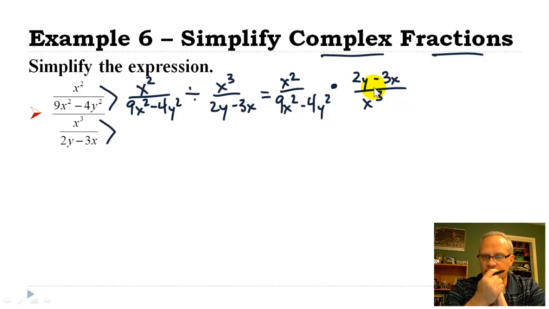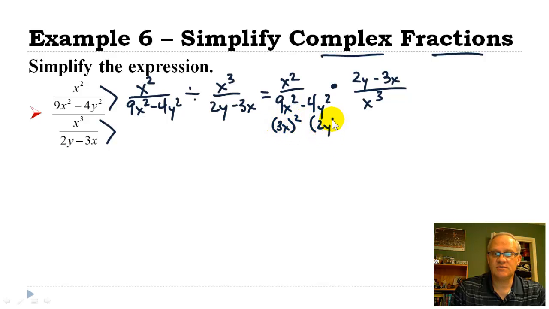Now you go, well, I could start canceling a few things there. But maybe there's something more I could factor. I can't do anything with x squared or x to the third or 2y minus 3x. But this one right here, the 9x squared minus 4y squared, we could factor that now. Is there a GCF there? No. But it's two terms. It's the difference, subtraction, and they're both perfect squares. So we could go ahead and factor this down. This would be 3x times 3x and 2y times 2y. And so this is the difference of squares.